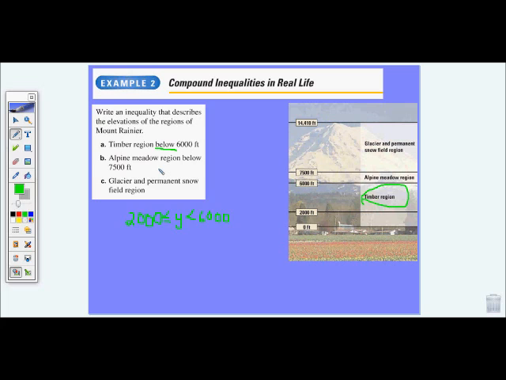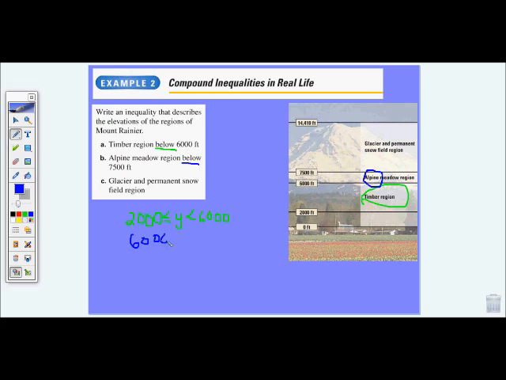Our next one says the alpine region. We'll do blue because that gets more into the mountainous region. So the alpine meadow region is going to be between 7,500 and 6,000. But again, our statement here says we want it to be below the 7,500 feet. That's where the glacier and permanent snow goes. So we're going to go to the lowest again, which could be 6,000.